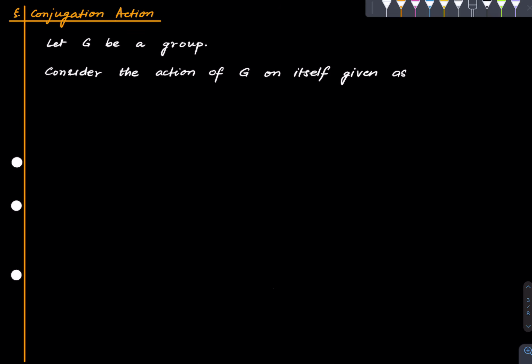So let us define the conjugation action. Fix a group G and consider the action of the group G on itself, defined as the map phi from G cross G to G, as phi of (g, x), which one can write as g dot x. This is defined as g x g inverse. So this product is taking place in the group G, and this is our definition.